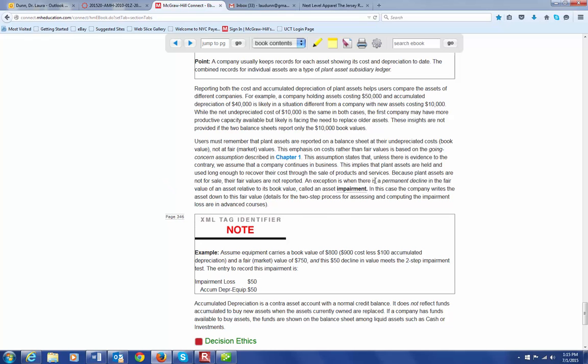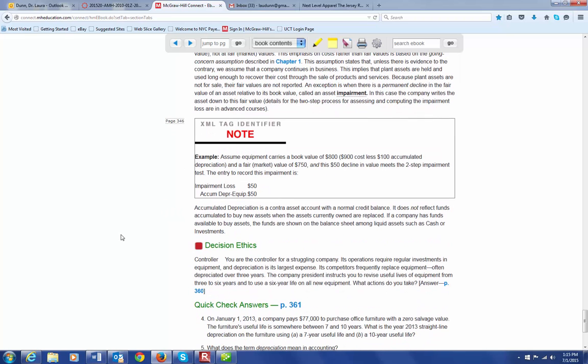I'll let you read this on your own. This part about impairment is important, but it's more for an advanced accounting class, so at this point we're not going to worry too much about it, but you can read this for your own benefit. As we've said before, accumulated depreciation is a contra asset account, so it has a credit balance because it's reflecting an amount that takes away from the amount of those plant assets that it's next to.